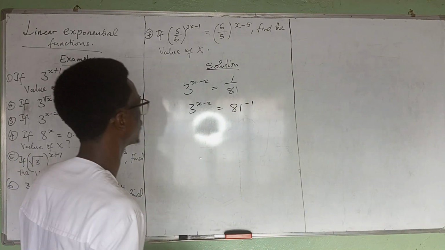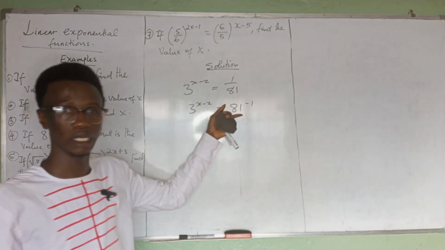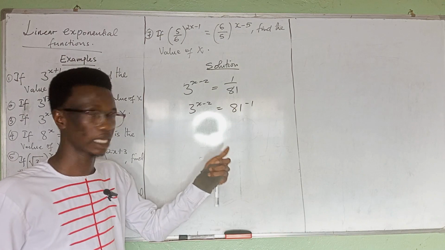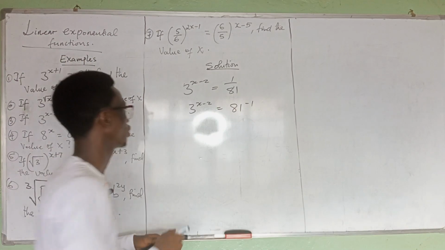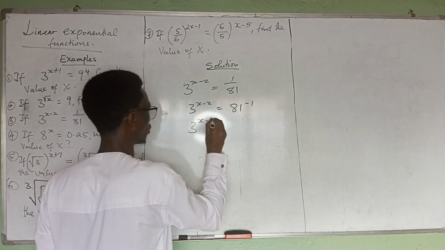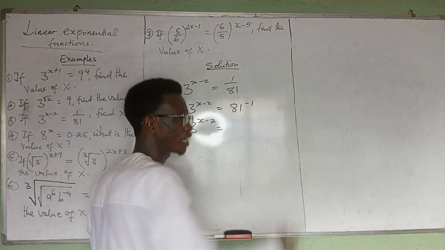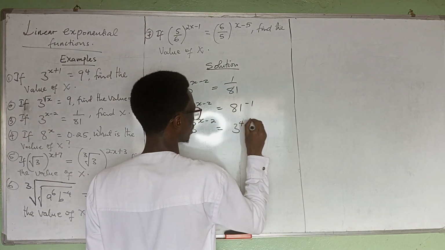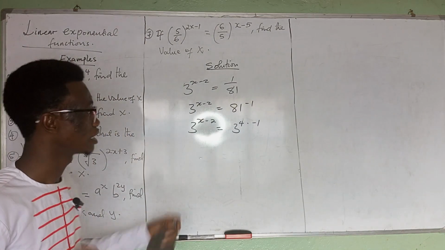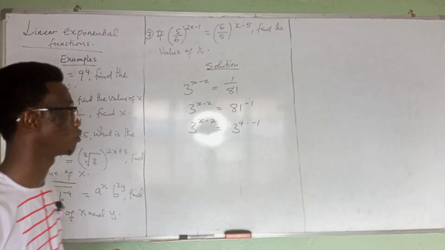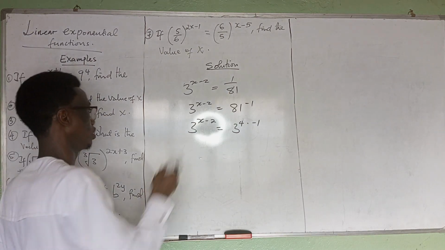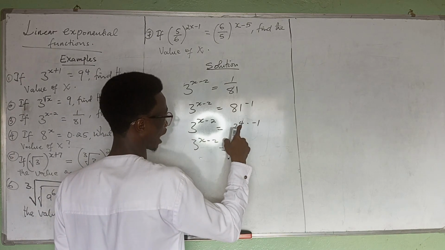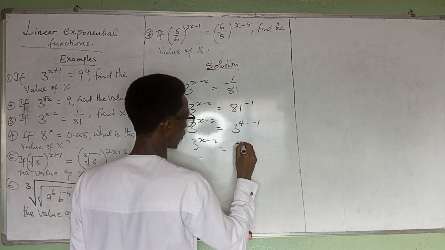Now the next thing we have to do is change 81. We have to express this in index form, wherein the base has to be the same as this. So this becomes 3 raised to the power x minus 2 equals, now 3 times 3 times 3 times 3 will give you 81, meaning 3 raised to the power 4 multiplied by minus 1. 3 times 3 is 9, 9 times 3 is 27, 27 times 3 will give you 81. Therefore 3 raised to the power x minus 2 equals, now you multiply 4 times minus 1, this becomes 3 raised to the power minus 4.